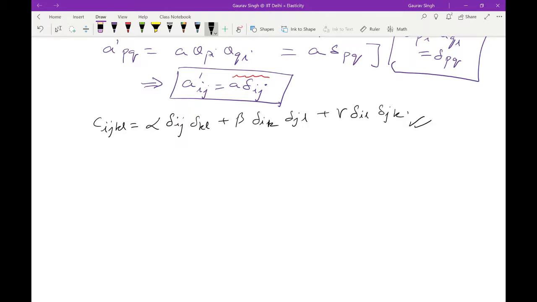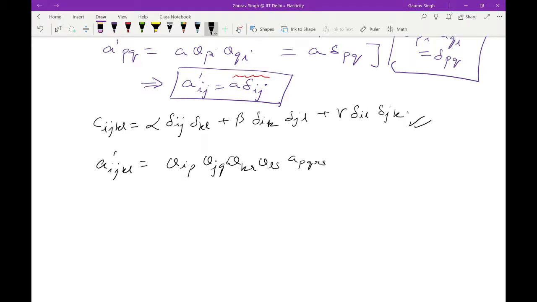So let's see how that works. This is also a question from chapter 1, by the way, just at the back of chapter 1 you have this. So let's first write the transformation law, and that can be A_ijkl dash is equal to Q_ip Q_jq Q_kr Q_ls A_pqrs.